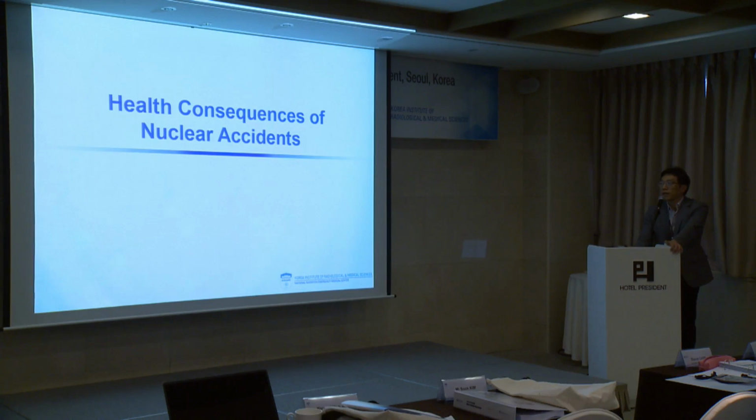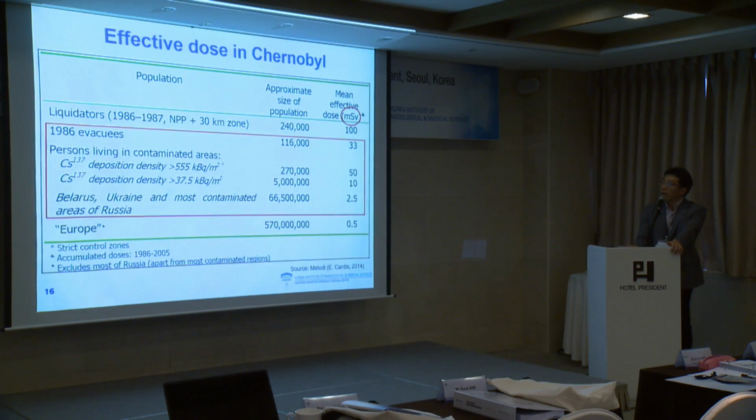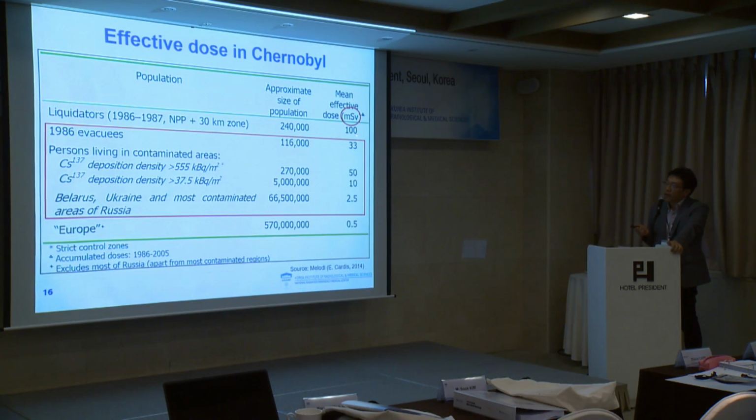So now let's look at some health consequences of a nuclear accident. We're going to briefly go over the Chernobyl and Fukushima cases. This is the effective dose in Chernobyl, the mean effective dose. The unit is millisievert. The effective dose varies depending on the population. For the cleanup workers it is about 100 millisievert, but for residents it is about 2 to 50 millisievert.